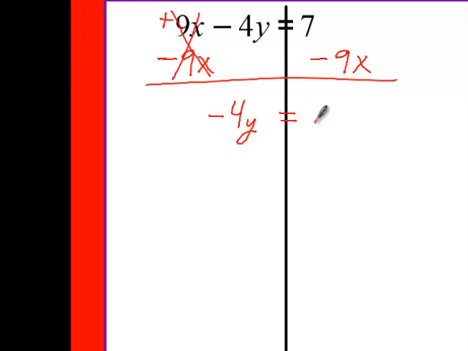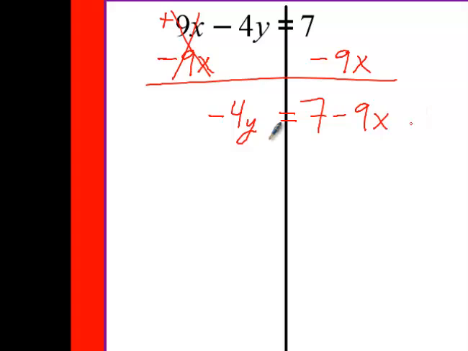Now on the right, we have 7 and we have 9x. Can we combine those? No, we can't, because one has an x and one doesn't. So it just gets rewritten like this. Okay, now, again, we're trying to get y by itself.